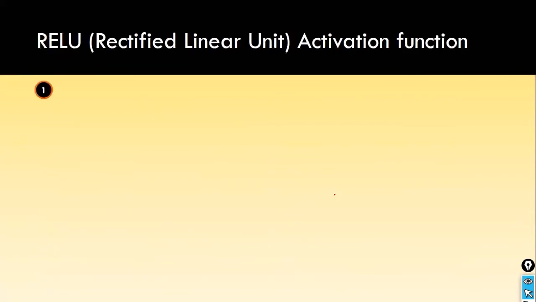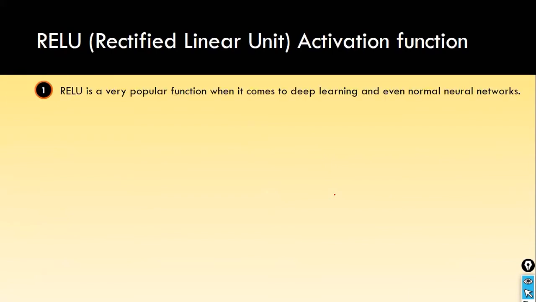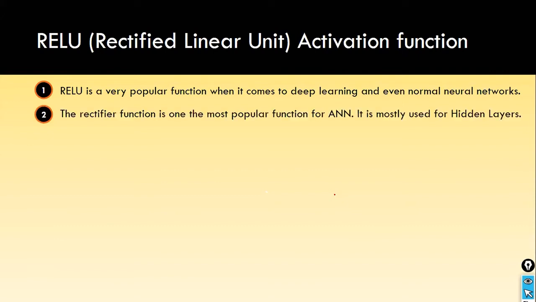And the next one is the ReLU, rectified linear unit activation function. This is one of the famous, popular, and most used activation functions in the world right now. It is used in almost all convolutional neural networks and deep learning. It's a very popular function when it comes to deep learning. ReLU is mostly used in the hidden layer.